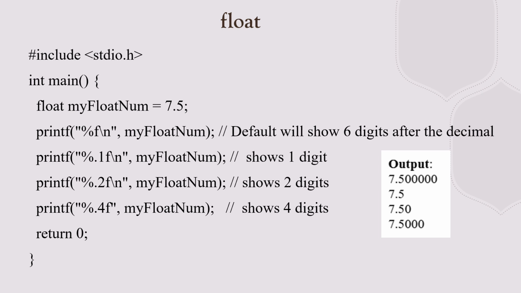And here is a simple example for the float data type. In this case, the float data type is used with a variable name as myFloatNum = 7.5. And here you can see the usage of the format identifier %f with different digit values like %0.1f, %0.2f, %0.4f. That means the value will be displayed with those specific digits.